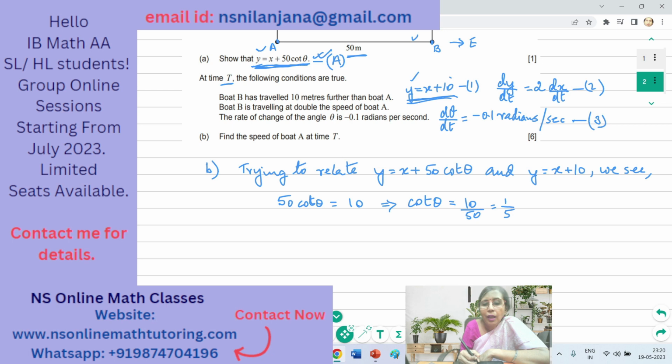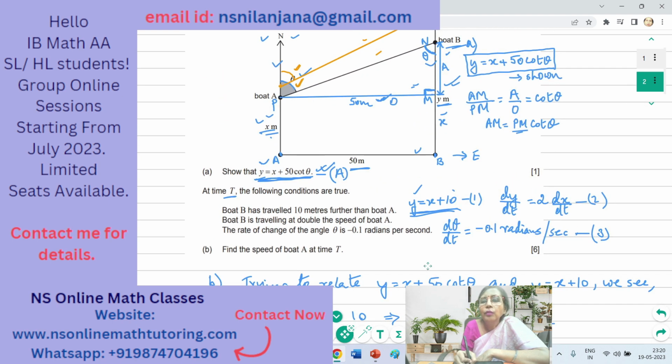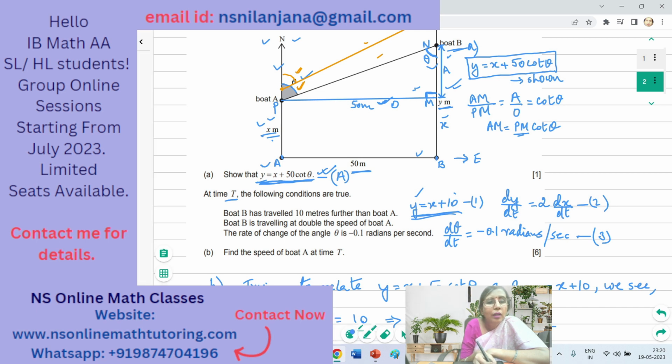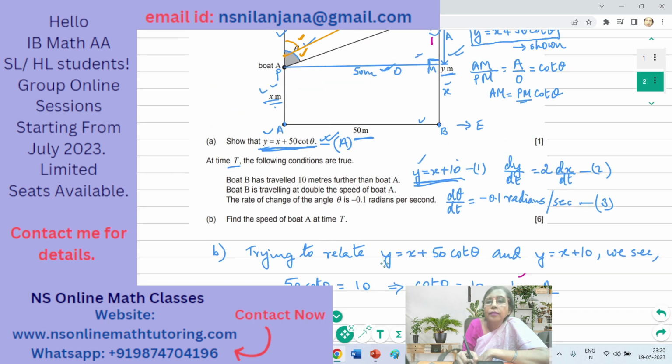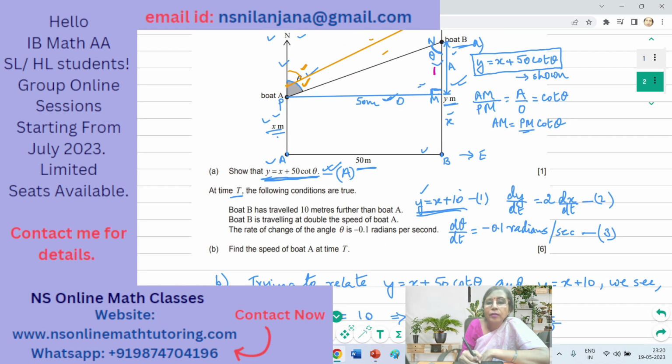And cot theta was what? Adjacent over opposite. Let me take another color. Adjacent is this part. So this is 1 and this is 5, adjacent over opposite, 1 and 5.